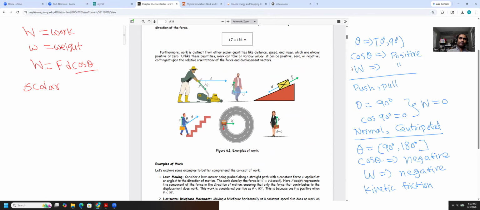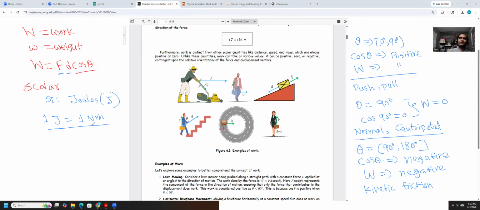Before I do that, the standard international unit, the SI unit. So the SI unit is joule, and J is for joule. 1 joule is equal to 1 Newton meter. Why? Because force is measured in Newton, displacement is measured in meter. So 1 joule is actually equal to 1 Newton meter.